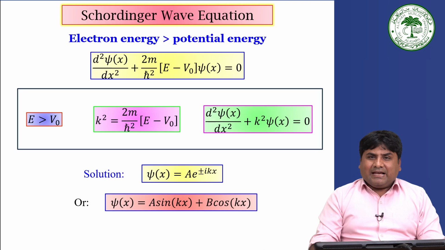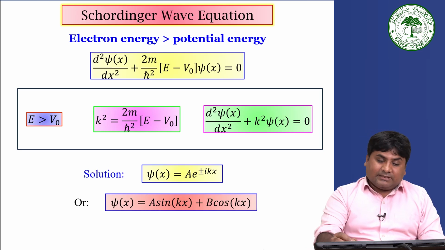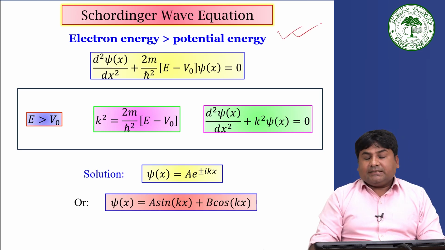So now we will apply the Schrodinger wave equation to solve these systems. First we take the electron energy greater than the potential energy. This is the Schrodinger wave equation: d2 psi(x) by dx square plus 2m by h cross square into (E minus V naught) psi(x) is equal to 0. You already know how to solve it.